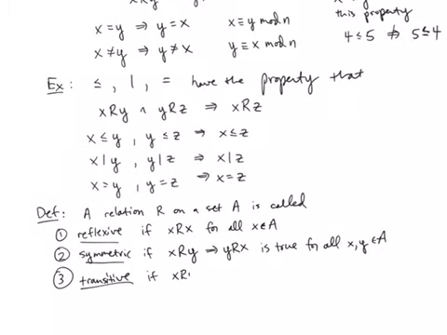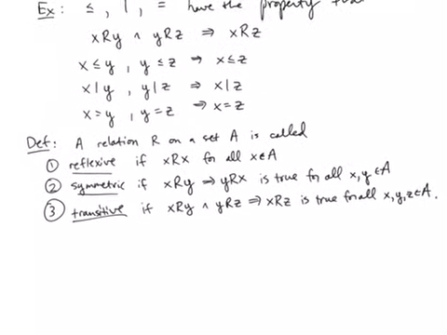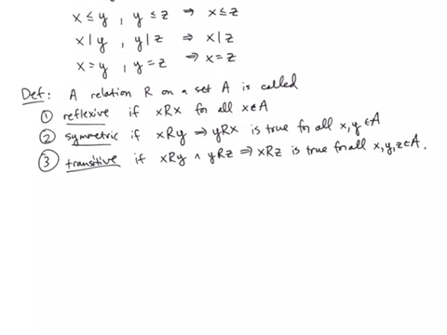If X is related to Y and Y is related to Z, this implies X is related to Z, for all X, Y, Z in A. So let's look at a simple example.